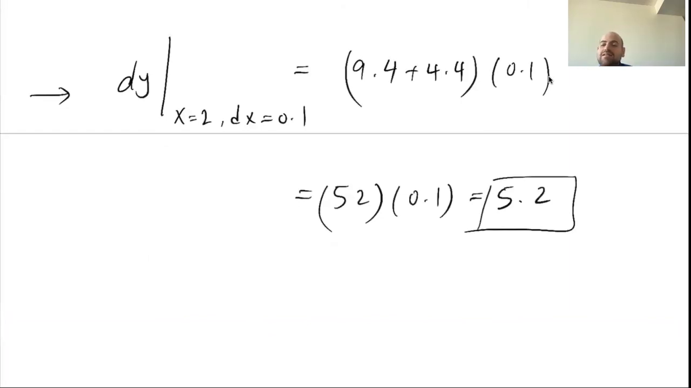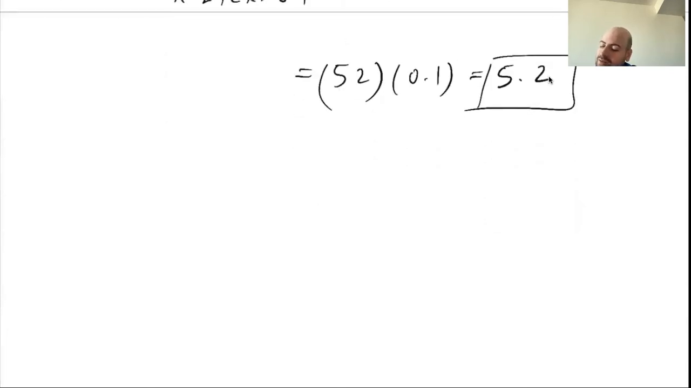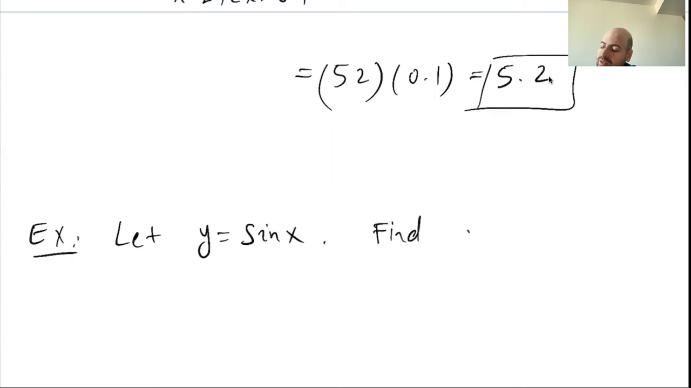So here, like I said, I can change any of these as well. I can change the function, change the formula, or change the value of x, or change the value of dx, or change all of them. So let's look at another example. Let's say let y equals sine x. Find dy for, let's say, x equals pi and dx equals 0.2.